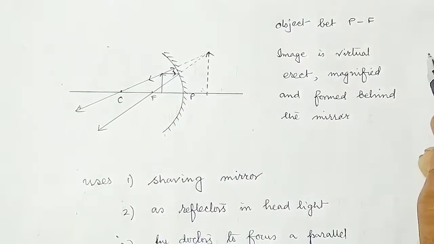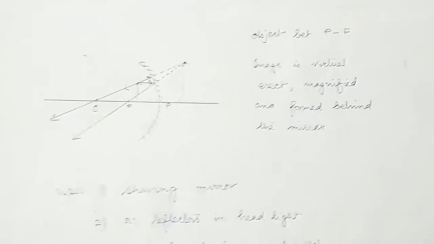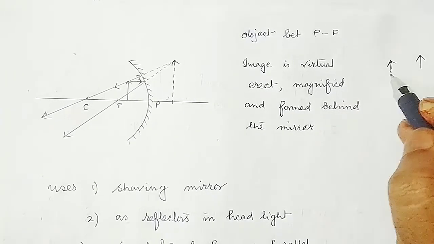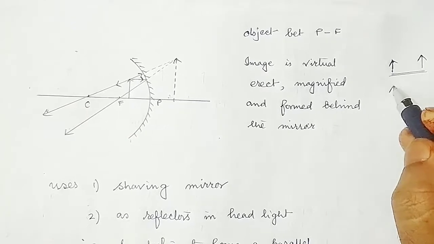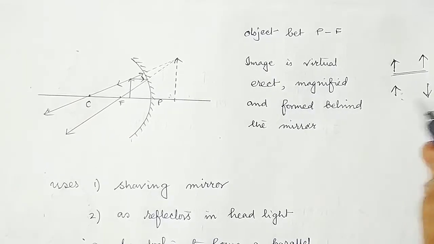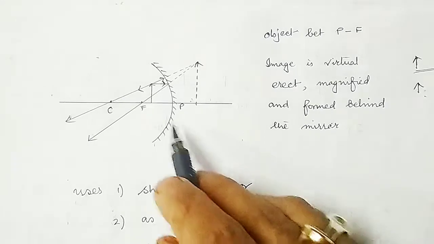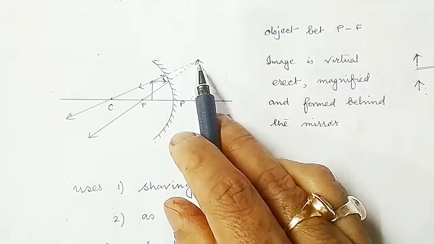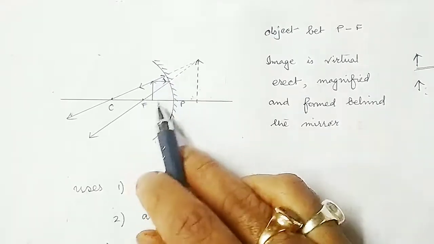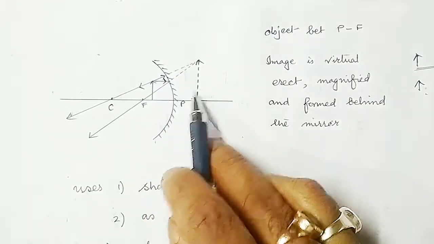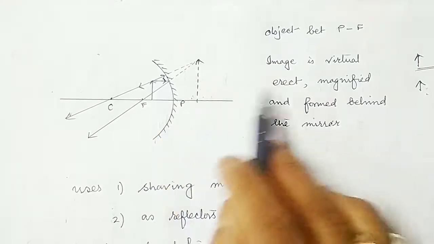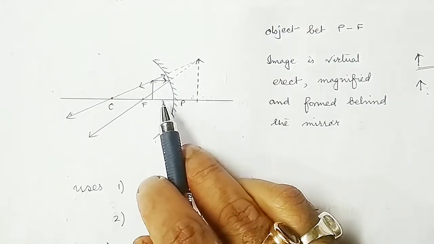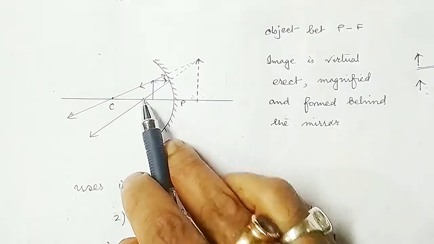As you can see, when the object is like this, and the image is also in the same direction, then we say they are erect. And if the object is this, image is this, then we say it is inverted. And here you can see the image is virtual, it is erect, it is magnified because the height of the image is more than the height of the object, and the image will form behind the mirror. So these are the characteristics of the image formed by a concave mirror when the object is placed between focus and the pole.